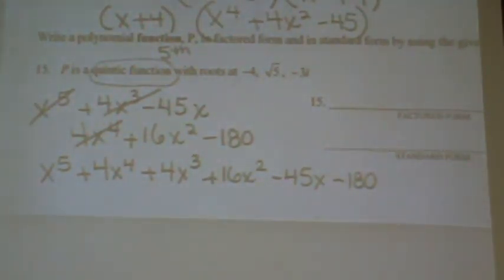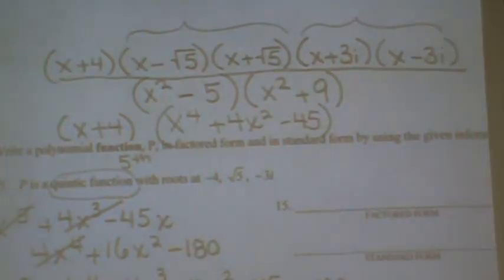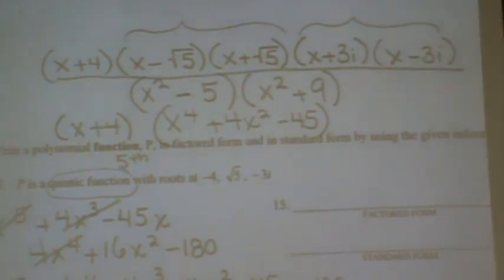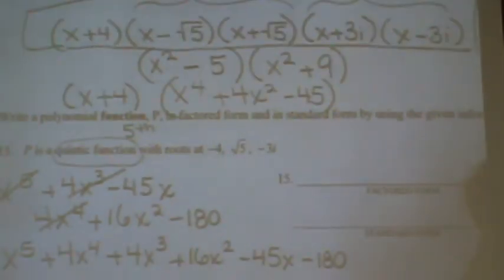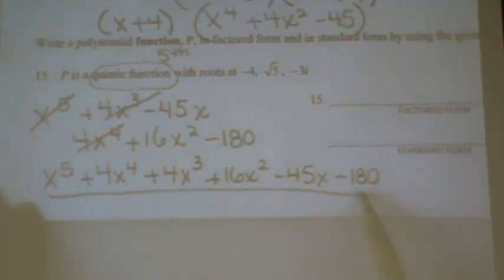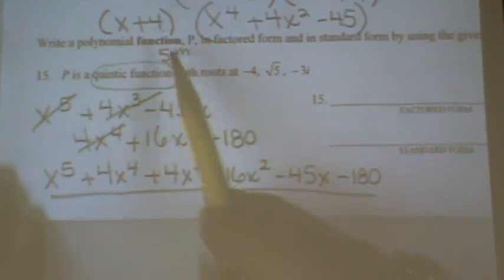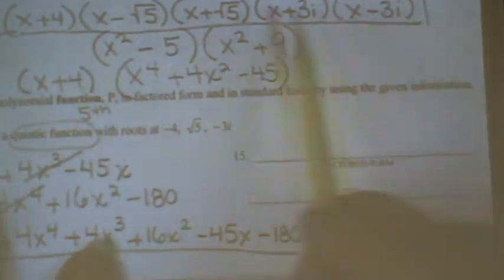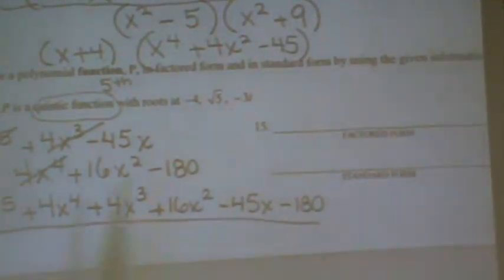Questions? What's the factor form? Factor form is what we started out with. So not the x plus 4, x to the 4th. No, that is factor form. This right here. When everything's totally separate, you haven't FOILed anything, this is factor form. The one at the bottom, x plus 4, x to the 4th plus 4x squared minus 45, is standard form. Yeah.